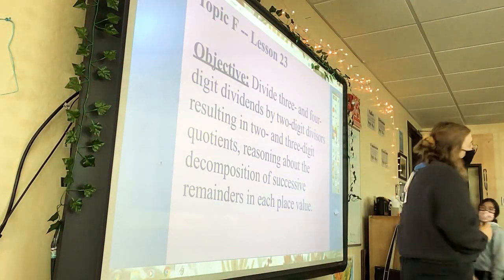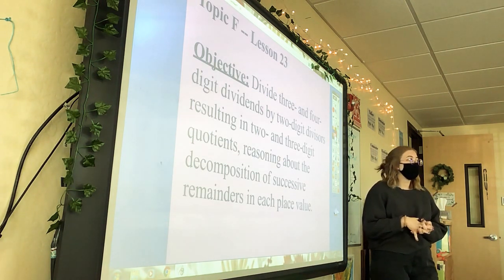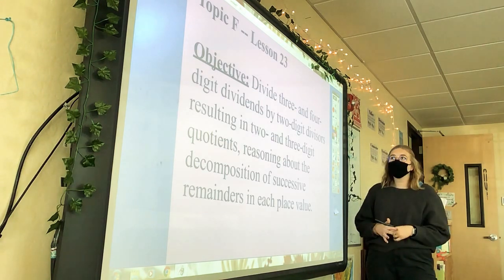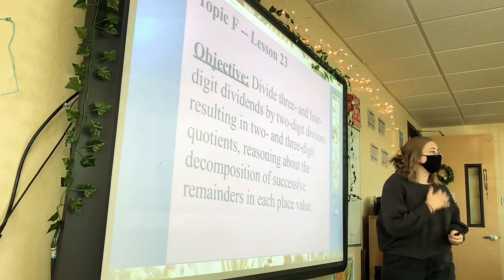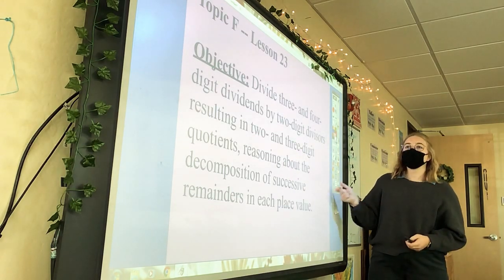So, this is lesson 23. We're trucking along. We're going to start a new topic tomorrow, I'm pretty sure. But for today, we're still taking those baby steps, right? Our numbers are getting a bit bigger, but it's the same objective as yesterday.